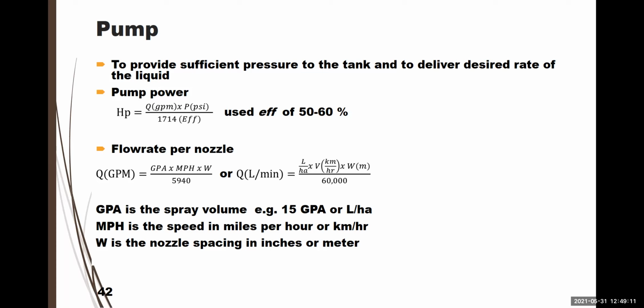And the flow rate for the nozzle depends on factors, as you can see from the formula: the flow rate and also pressure, V, and also the speed, and also W. W is, I think, the nozzle spacing in inches. Yeah, it's correct. Spacing between nozzles.